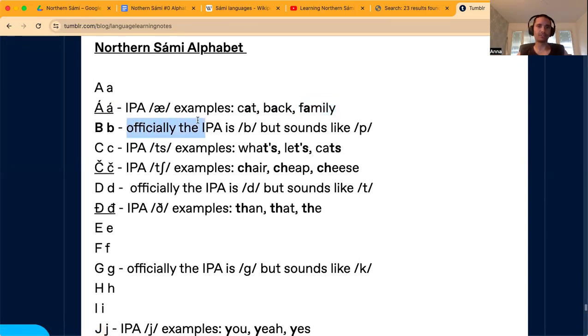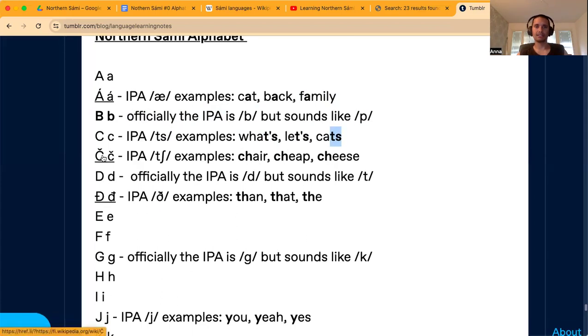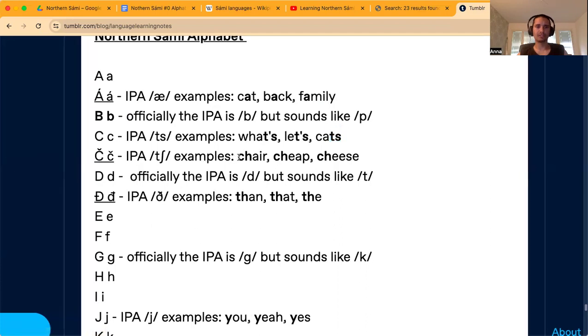B is official. So officially the IPA is B, but it actually sounds like p. I think it's not aspirated. It's just p. C is ts, so like in the words what's, let's, cats, ts. And then C with a hat is like ch. So C was ts and this is ch, like chair, cheap, cheese.